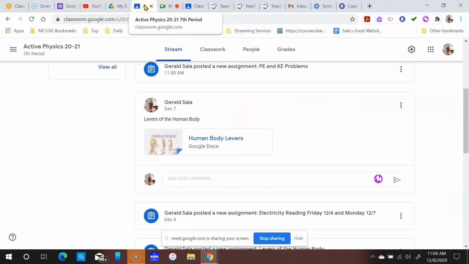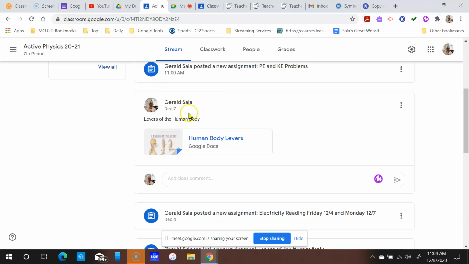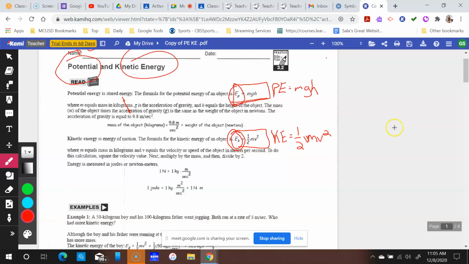The other one is the electrical reading that you did, and you submitted the questions. Tomorrow we're going to have a discussion going over some of those questions. It would be in your best interest to watch the video, because on Thursday you'll have a short quiz-like assignment looking at simple machines, levers, that reading, and a couple of these potential and kinetic energy problems.